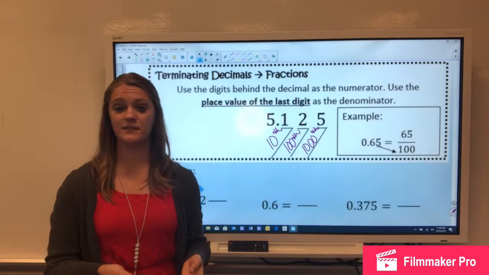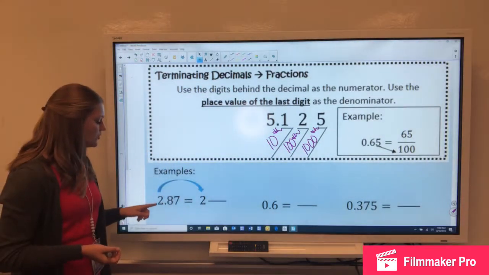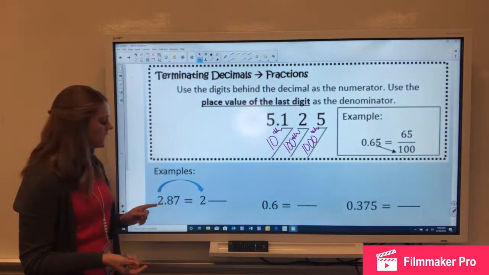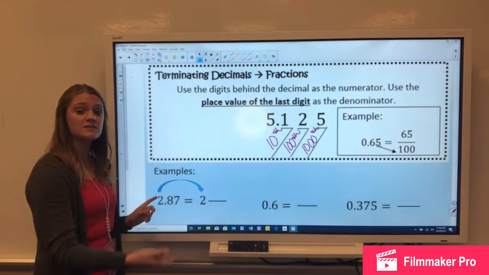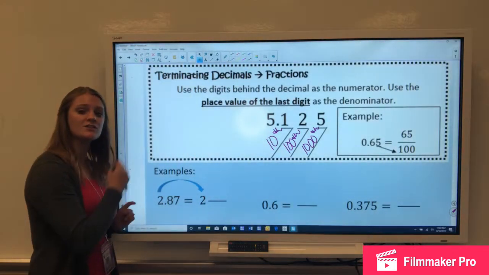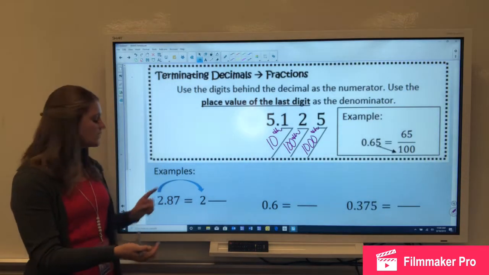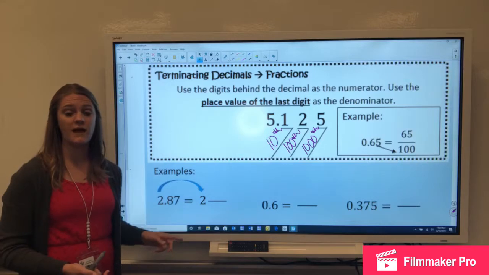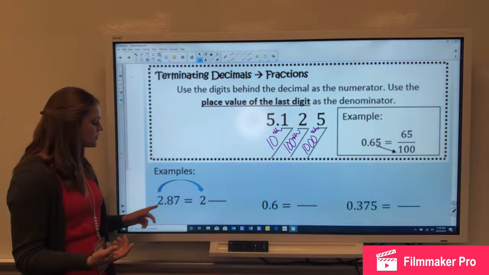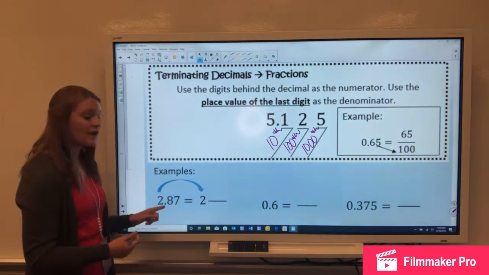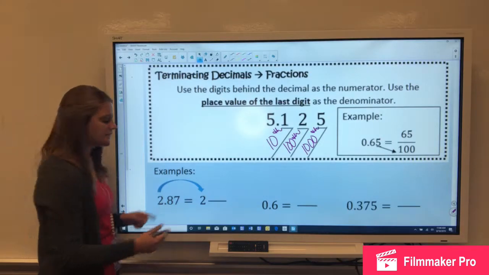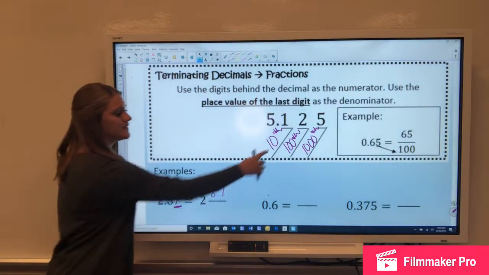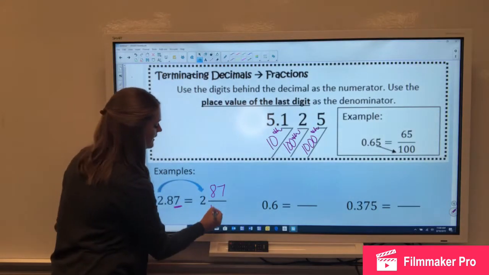So let's practice a few. We have 2.87 or 2 87 hundredths. Just like when we convert fractions to decimals, if you have a whole number in your fraction, you're going to have a whole number in your decimal. So we're going to carry our 2 over, so that means we're going to have a mixed number as our fraction, greater than 1. So 2 carries over, and our 87 are the digits behind the decimal, that becomes our numerator. The 7 is the last digit, and it's in the hundredths place, so 100 becomes our denominator.